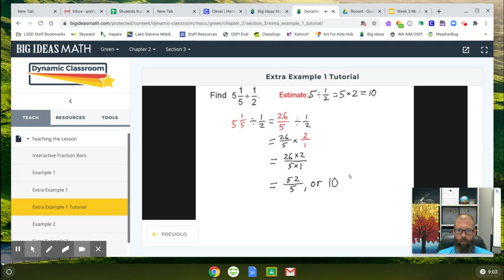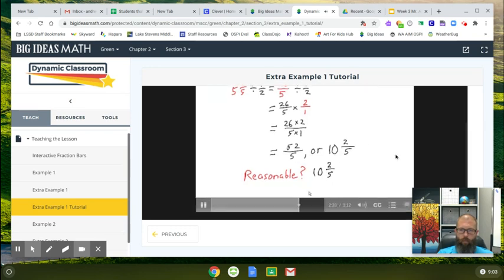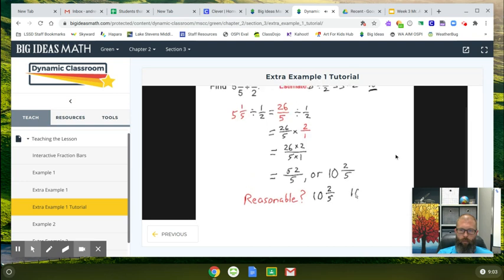Does 10 2/5 seem reasonable? Well, let's see. 10 2/5 compared to our estimate of 10. Well, they're approximately equal. So I'd say yes, it looks reasonable. So the answer to our problem, 5 1/5 divided by 1/2, is 10 2/5.